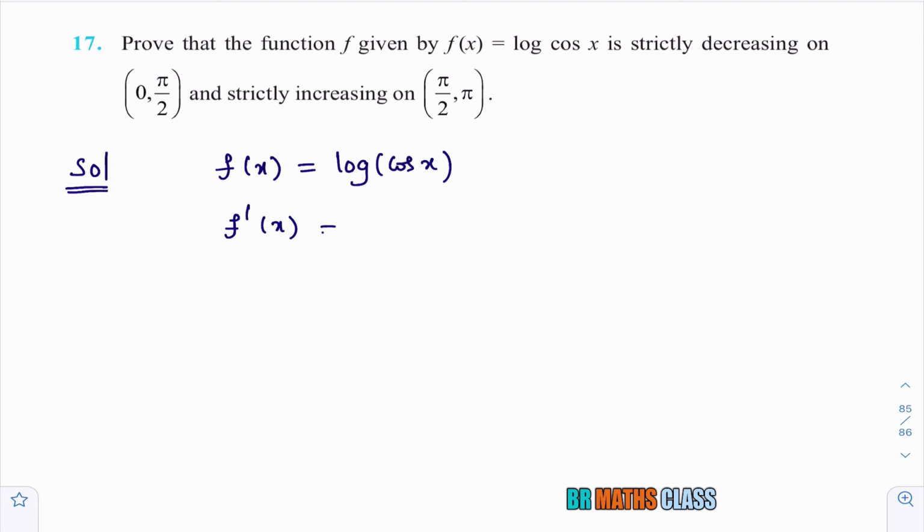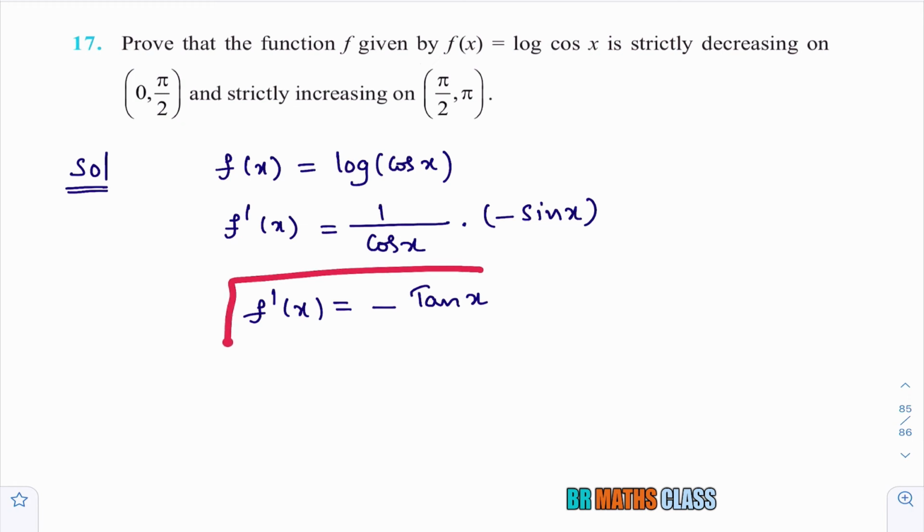What is the derivative of f of x? You imagine this part as x. It looks like log x. Derivative of log x is 1 by x. So derivative of log of cos x is 1 by cos x into derivative of cos x. Derivative of cos x is minus sin x. That equals minus sin x by cos x. Sin x by cos x is tan x. So f dash of x I calculated. F dash of x is minus tan x.